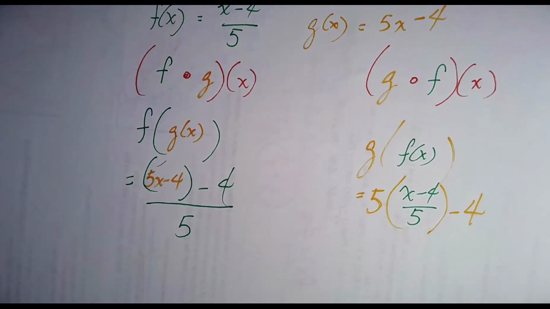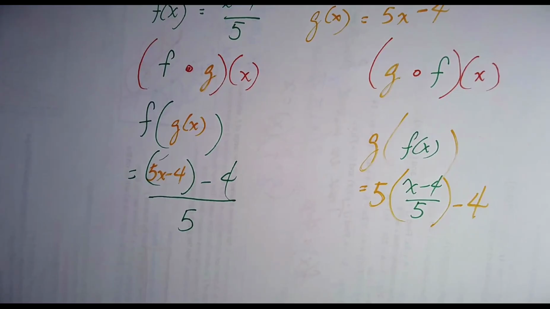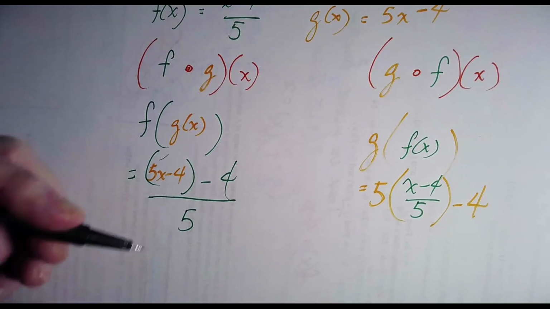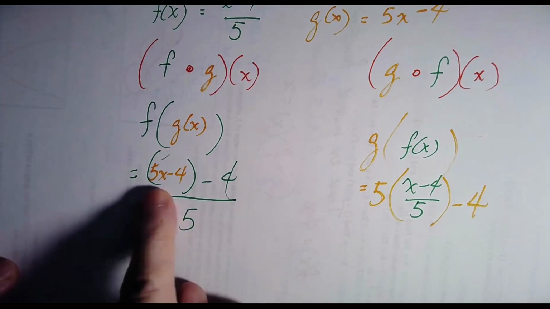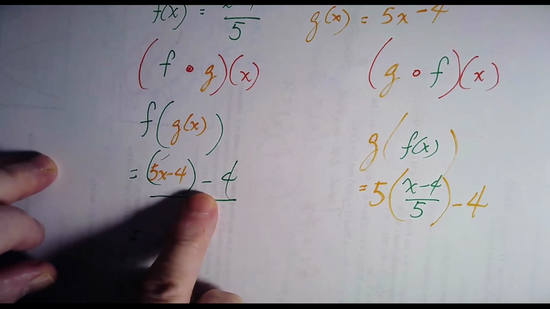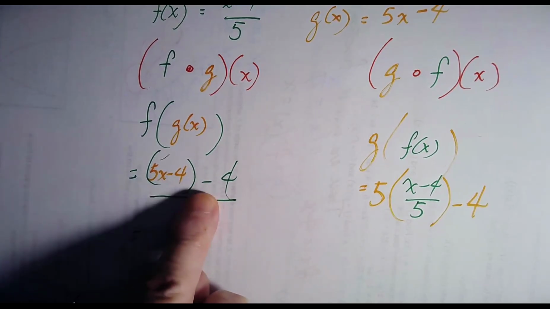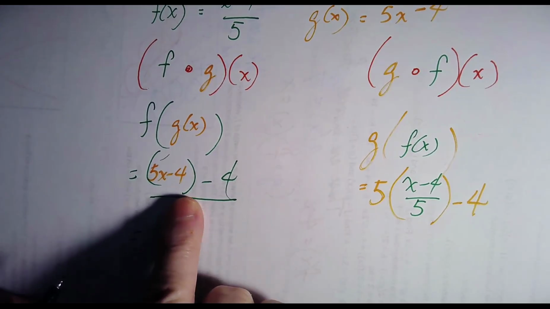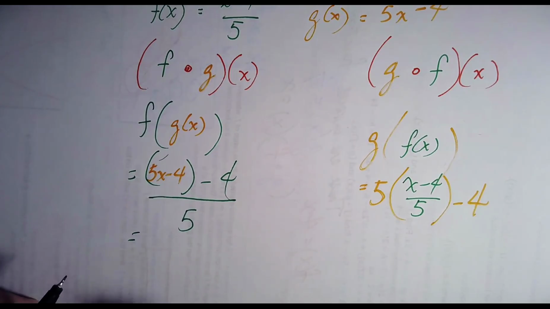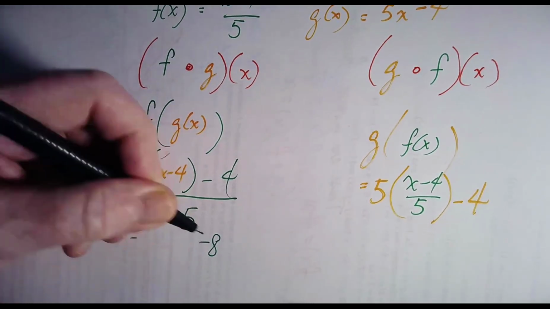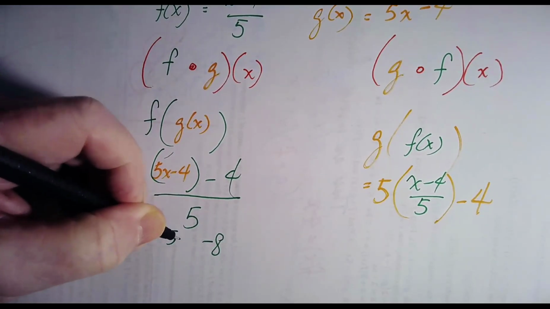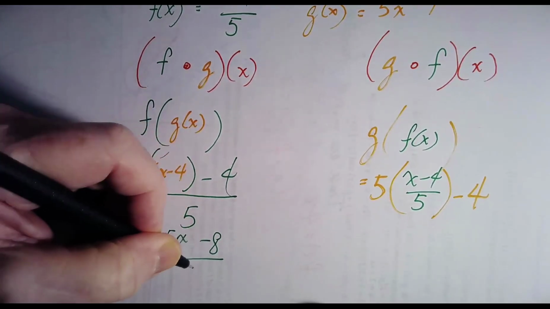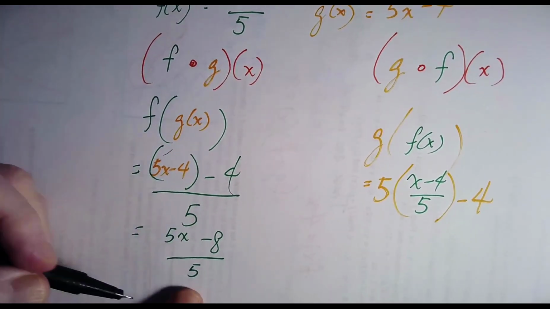And let's see if these two functions start to undo each other. In the numerator of the first one, I've got negative 4 minus 4. Do the 4s undo each other? They make each other stronger. That's right. We get negative 8. So we get (5x minus 8) divided by 5. And we can't even reduce that.